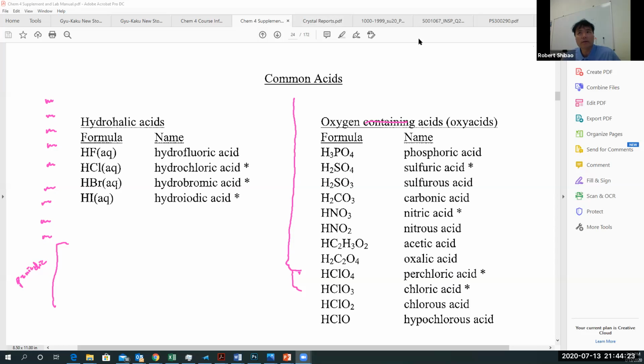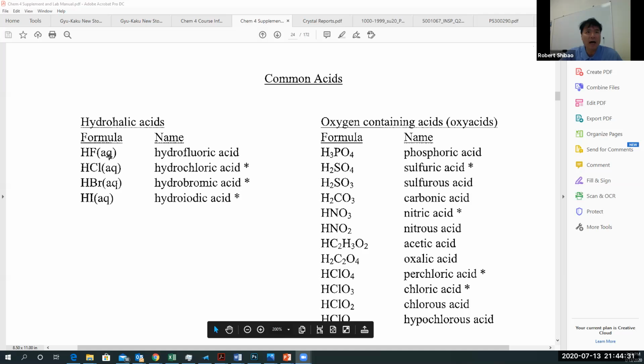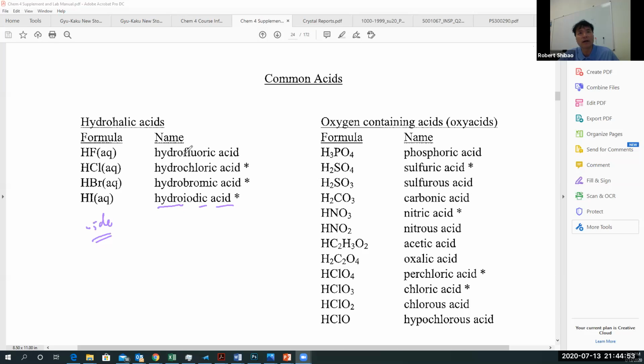Okay, so let's take a look at acid names. Remember we only have 3 variations for acids. And so these are all ides: fluoride, chloride, bromide, iodide. If there's an ide, then it's hydro-ic acid. So whenever we have an ide: fluoride, hydrofluoric; chloride, hydrochloric; bromide, hydrobromic; iodide, hydroiodic.